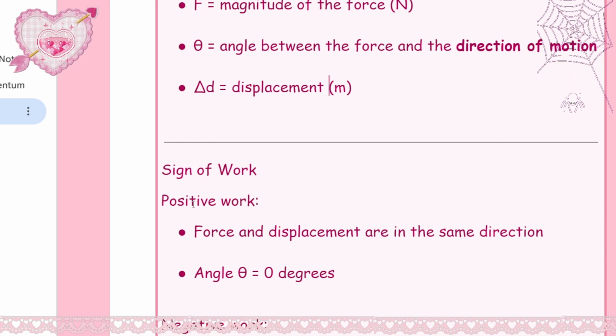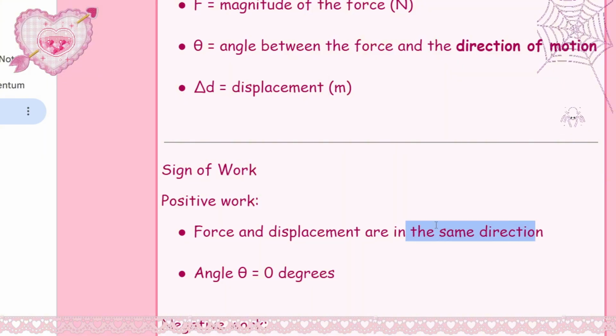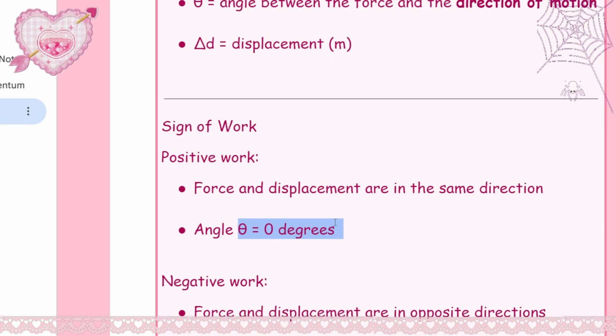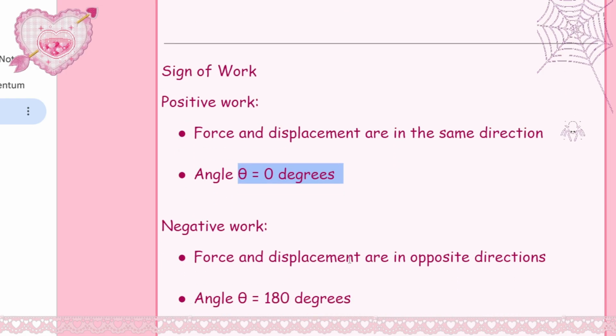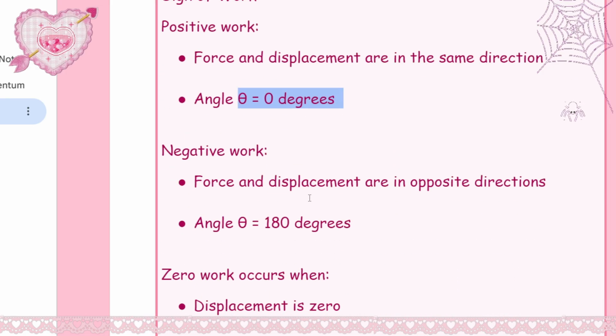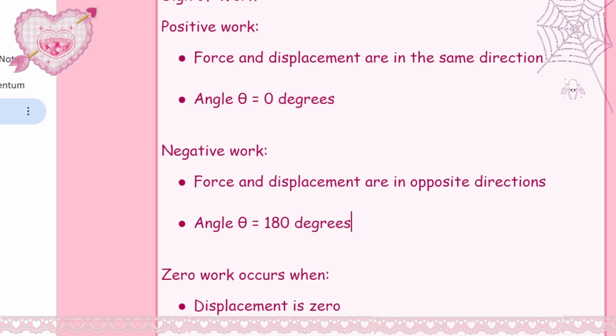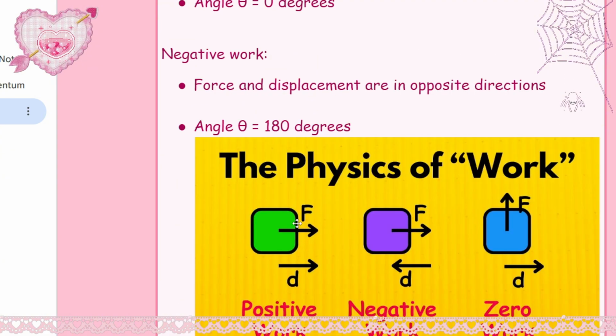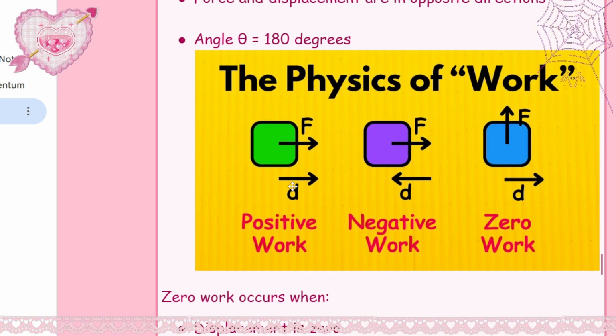Sign of work. If you're doing positive work, that means that force and displacement are relatively in the same direction, and theta will equal 0 degrees since they are right on top of each other, moving in the exact same direction. Negative work is when force and displacement are in opposite directions, and the angle theta is 180 degrees or more. Positive work is when force and displacement, or motion, are in the same direction. Negative is when they're in opposite.